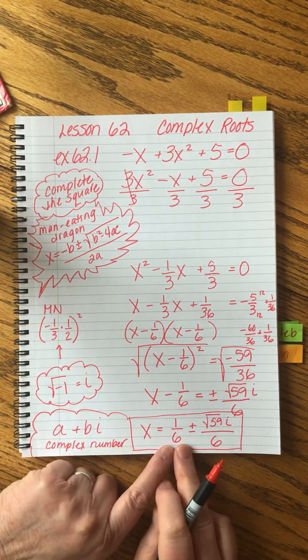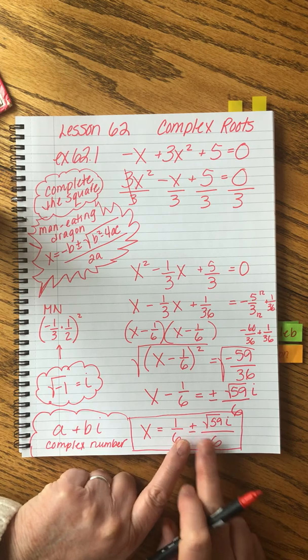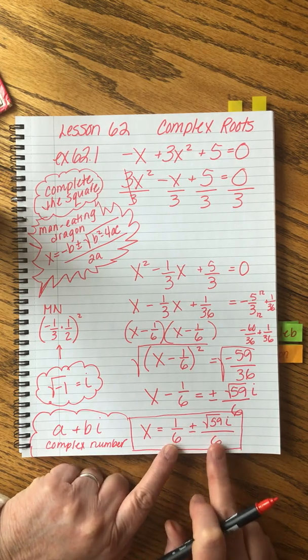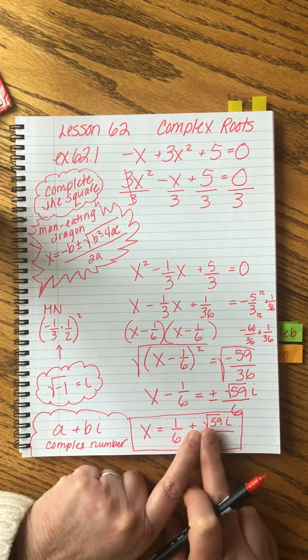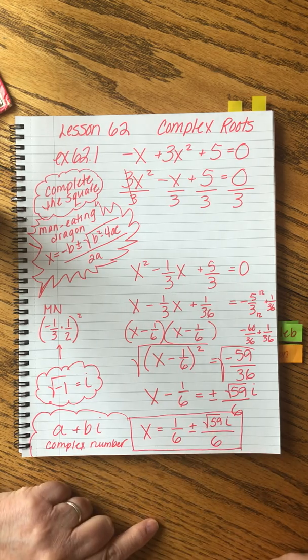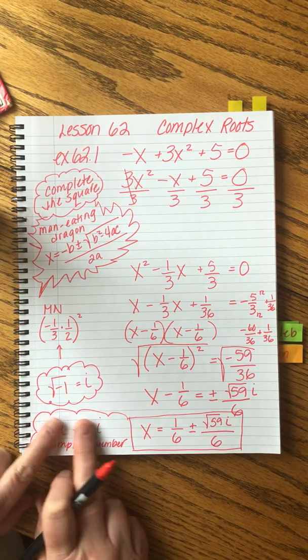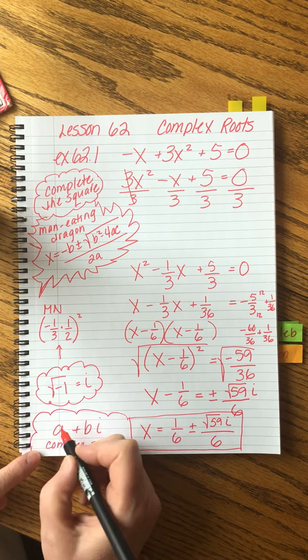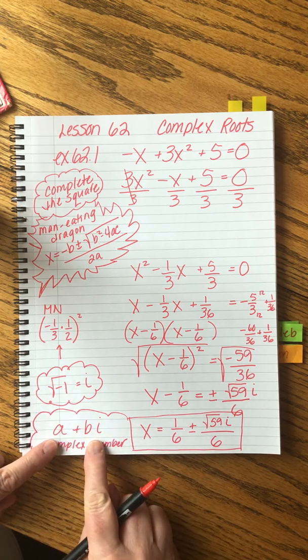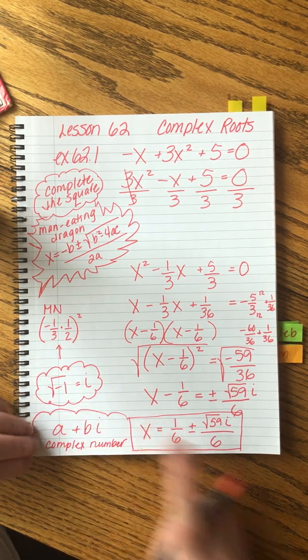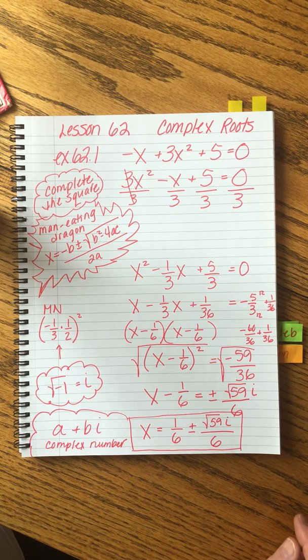And that's what we did here. This is the real part and this is the imaginary part. Even though the denominators are the same, and technically we could bump them together if we really wanted to, we don't want to. We want to keep them separate because that's the way we state a complex number: we make the real and the imaginary very distinct and separate.